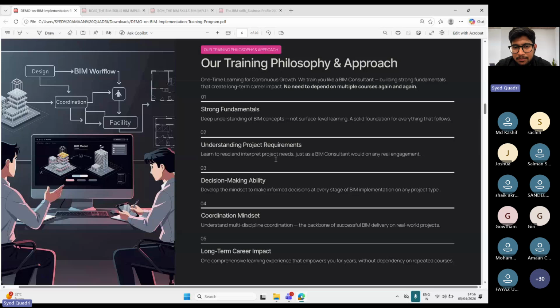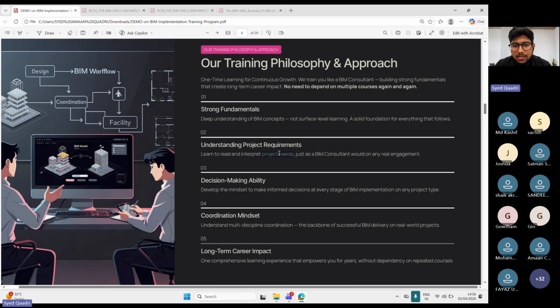That means during the training, you will learn some presentation skills. You will learn to read and interpret project needs, just as a BIM consultant would do on any real engagement. It happens with me. For example, I am a BIM consultant. Basically, I'm a civil engineer, but currently I'm also acting like a BIM consultant. Recently I got a project requirement from a client.